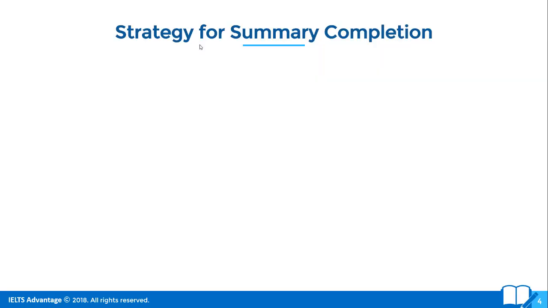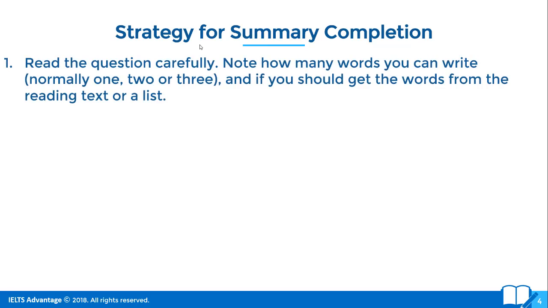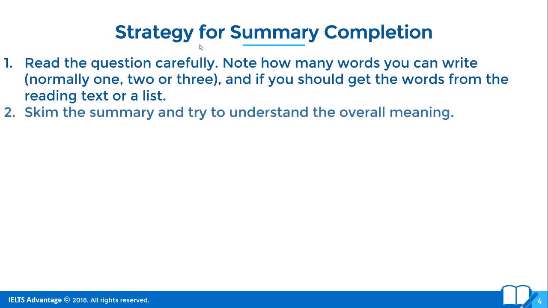Okay, so let's look at a step-by-step strategy. Read the question carefully, note how many words you can write, normally 1, 2, or 3, and if you should get the words from the reading text or a list. Skim the summary and try to understand the overall meaning. So you note that we haven't looked at the text at all. We're looking at the instructions first, and then we're looking at the summary. We're not looking at the text.